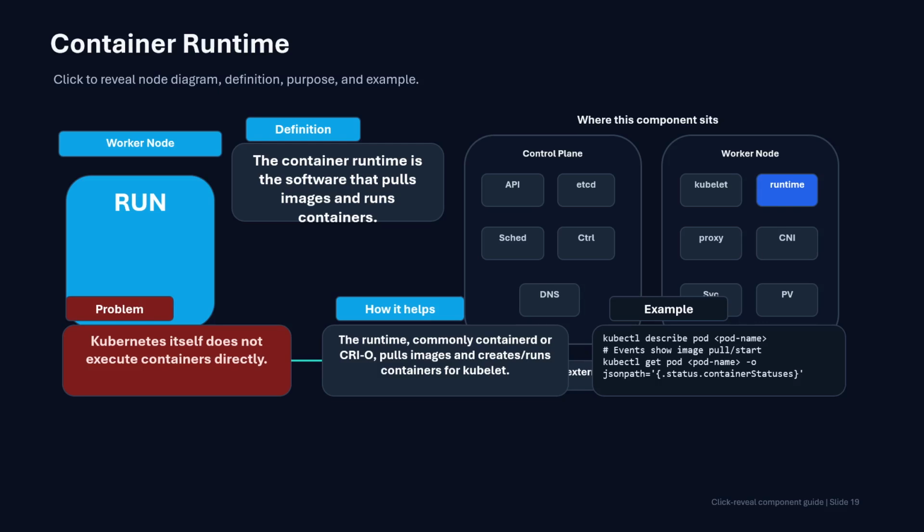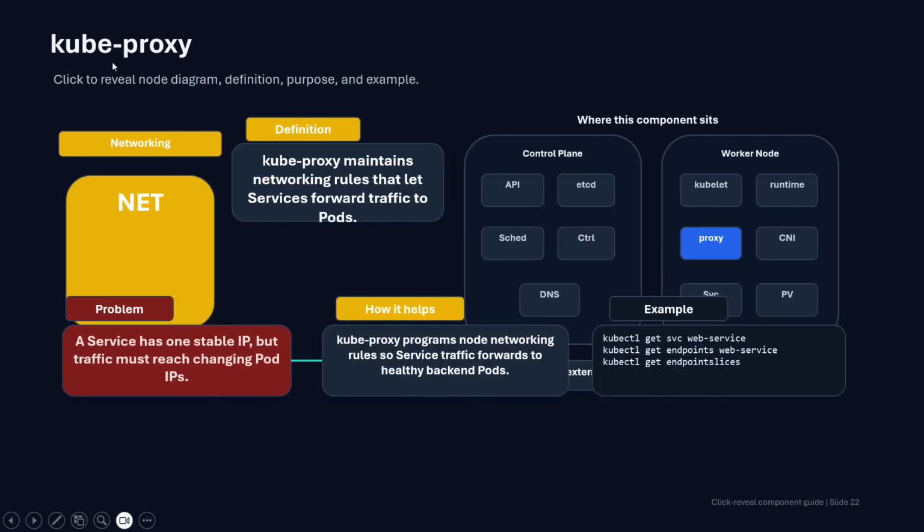When you run the application on a Kubernetes cluster, that image is not present in the cluster itself. It is present somewhere outside. First, it pulls the image. Who pulls the image? Container runtime. The container runtime is commonly containerd. Okay, I think Docker is deprecated. CRI-O pulls the image and creates and runs containers for Kubelet. If you describe the pod, you can see the container image there.